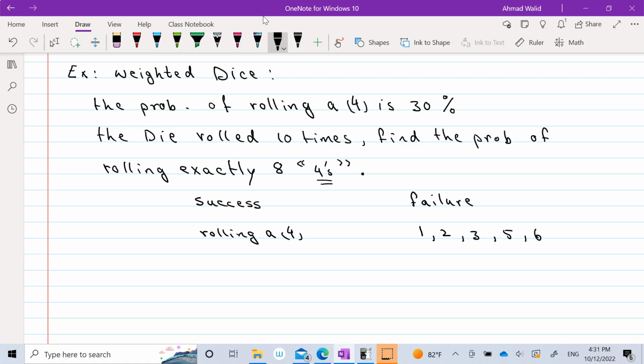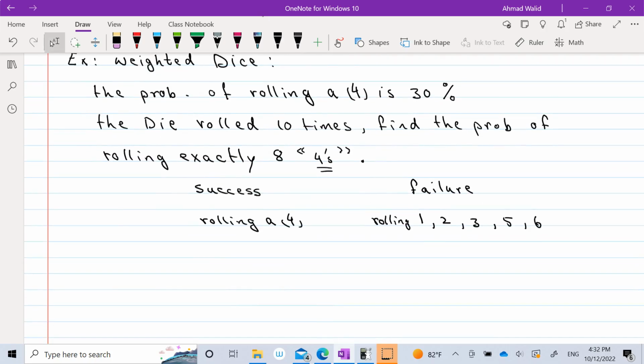Or rolling 1, you can even put the word rolling here. Rolling 1, 2, 3, 5, or 6, that's the failure. Now, if I ask you in this example, how much is n? Which number is n? The probability of rolling a 4 is 30%. The die is rolled how many times? 10 times. That 10 is your n. How many times you're repeating the procedure or your trial, that's n. Correct?